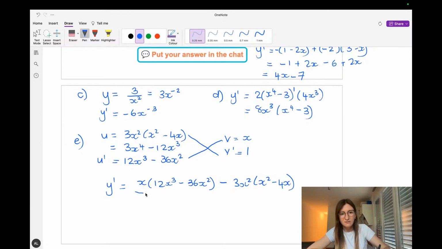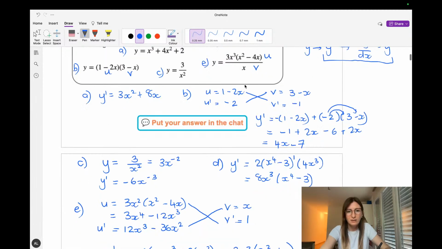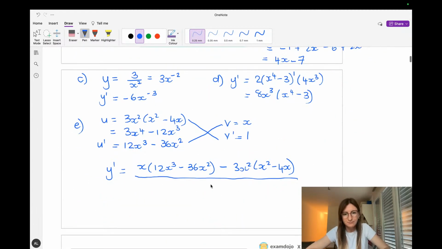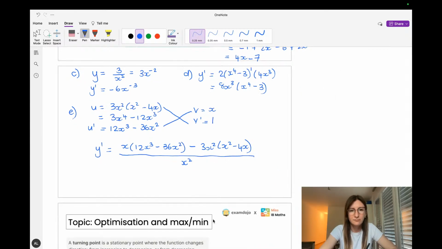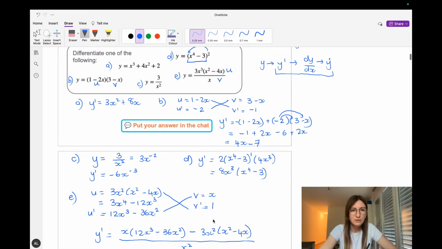And then we have to divide it, not to forget this step because of the quotient rule, by our denominator, which was v, or x in the rule. We had to square it. And there we go. So, little warm up on our differentiation rules.